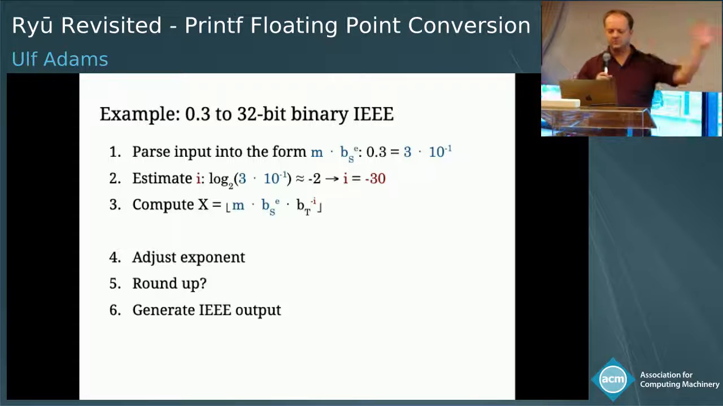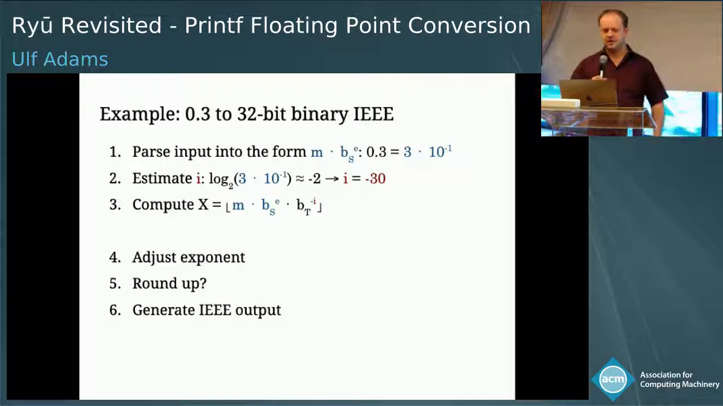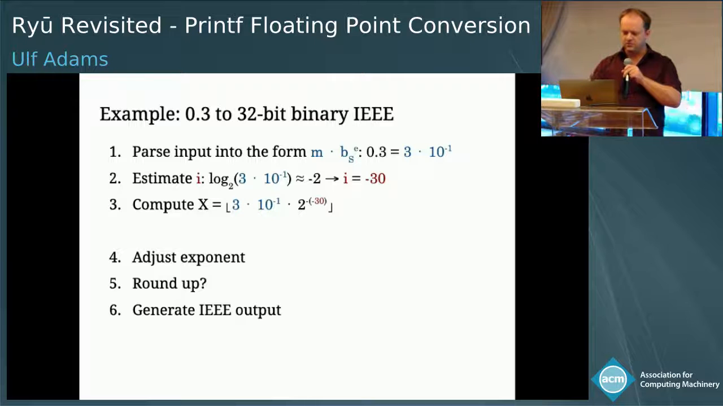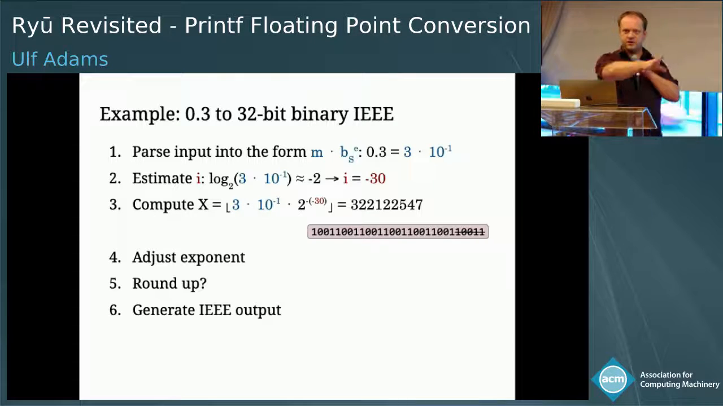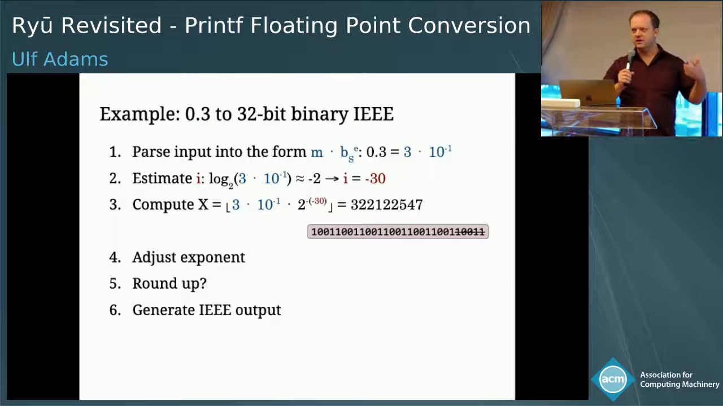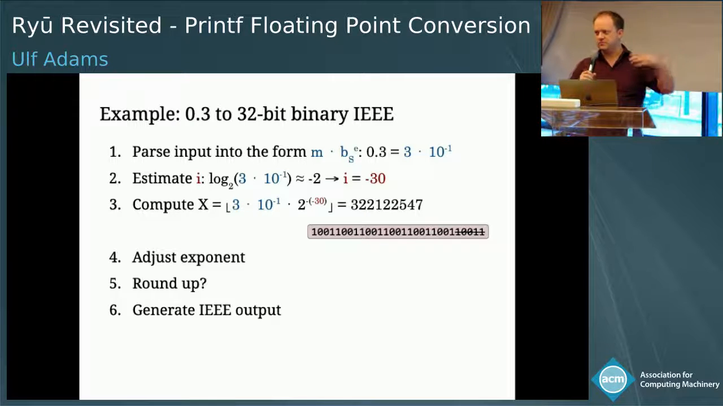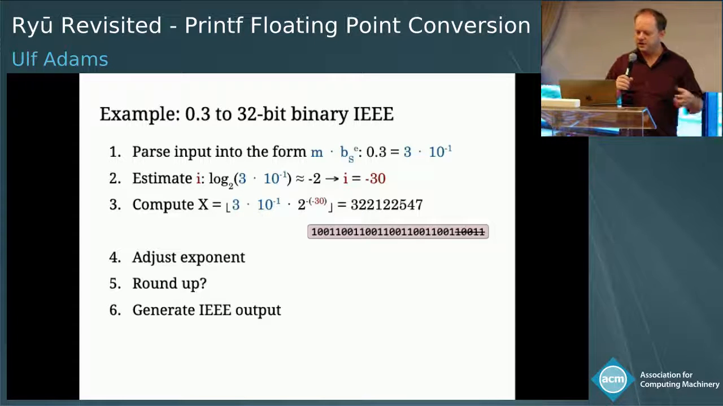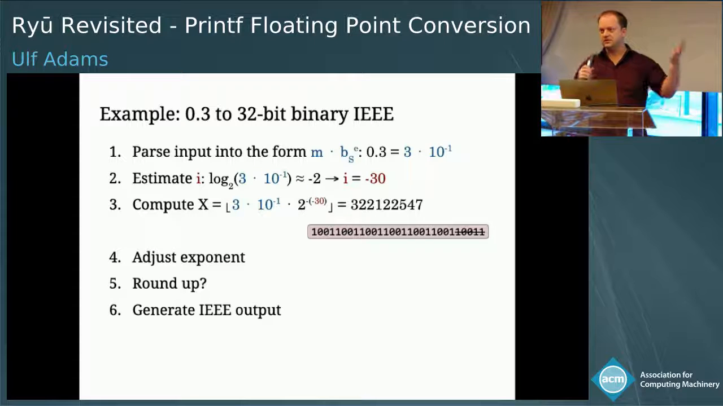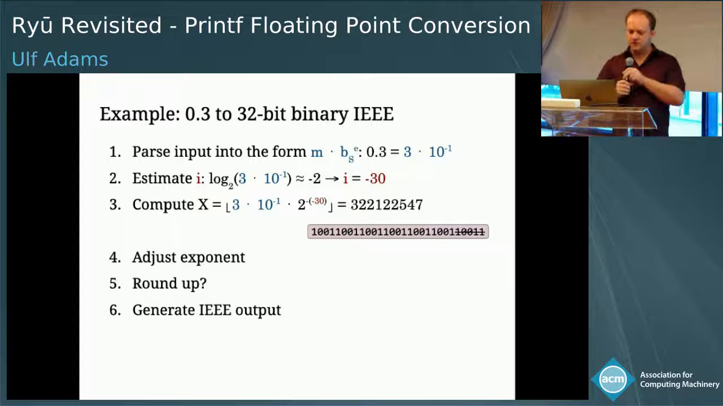So let's take I equals minus 30. That's fine. Then we compute x. We just plug in the numbers, and I'll print this as a binary number. Now, of course, if you have a computer, this may already be a binary number, so there's no conversion going on at this point. But we find out that it has too many digits. Surprise. We have 5 digits too many, so we adjust the exponent.